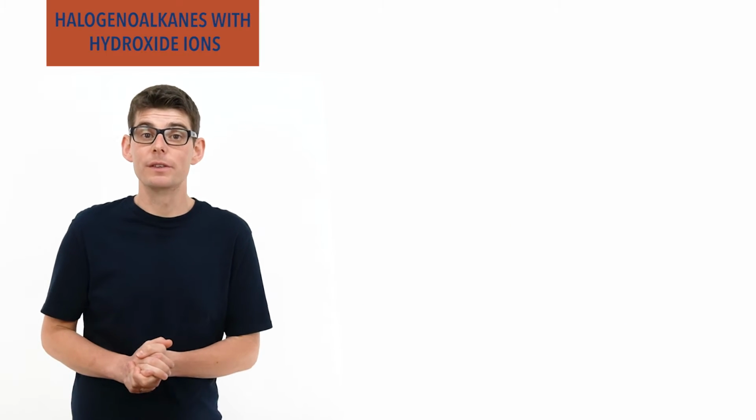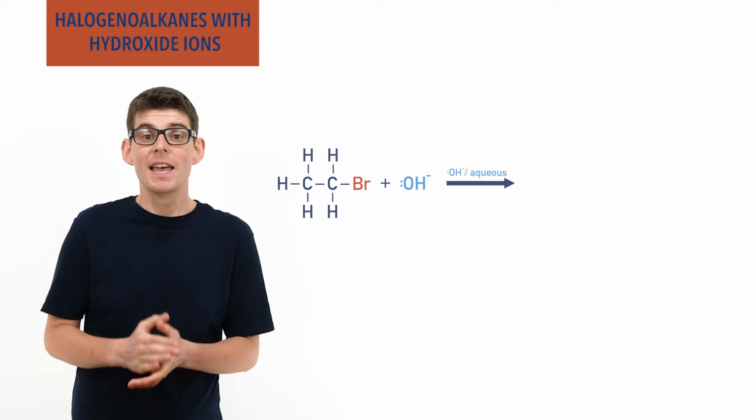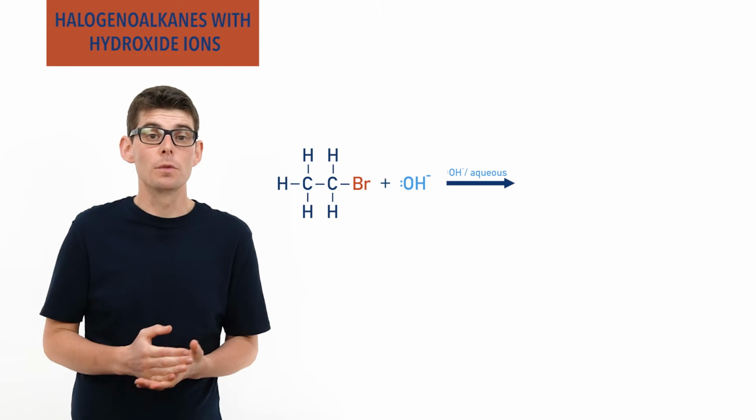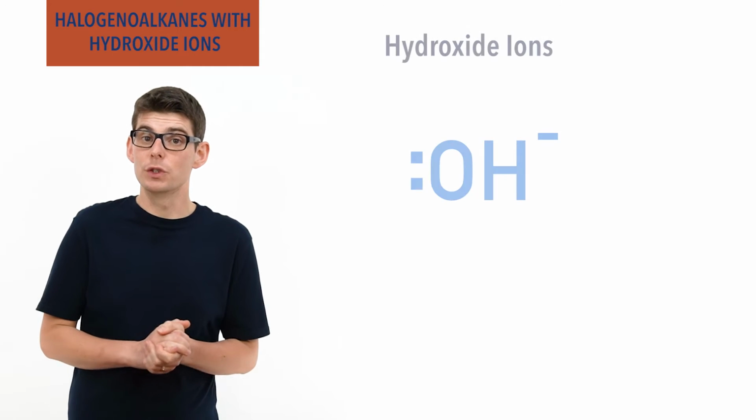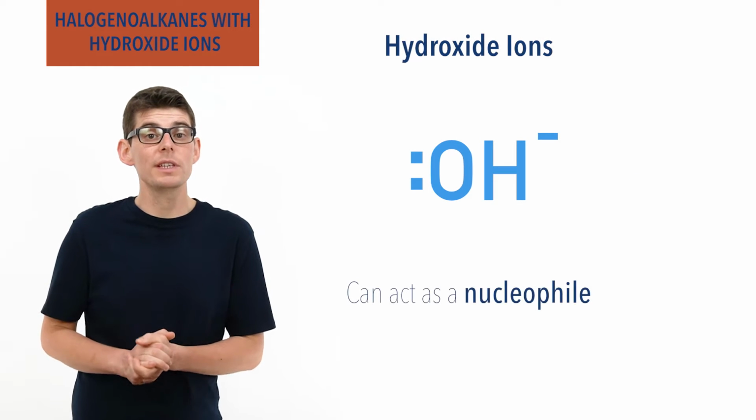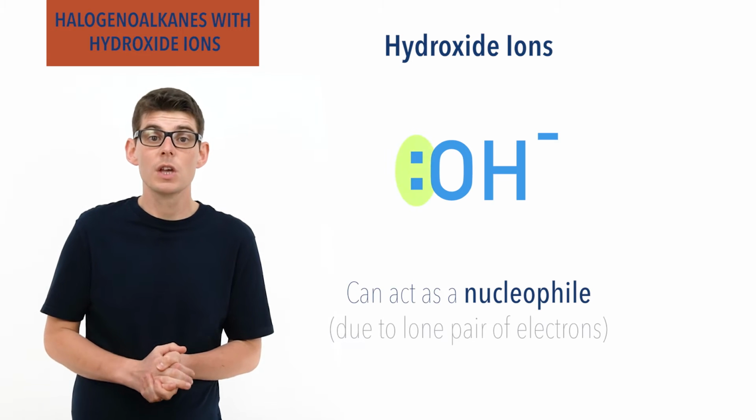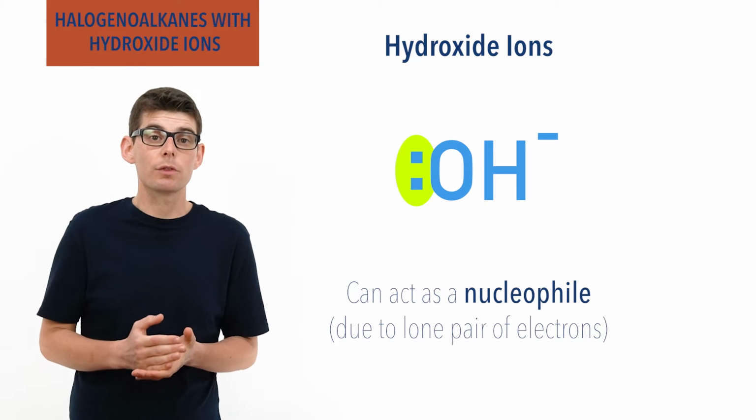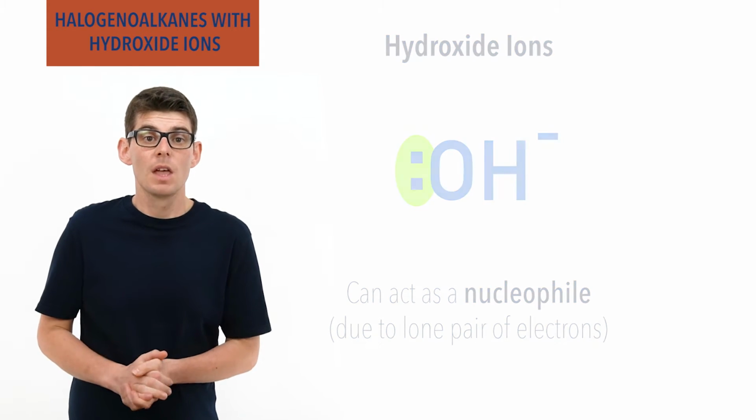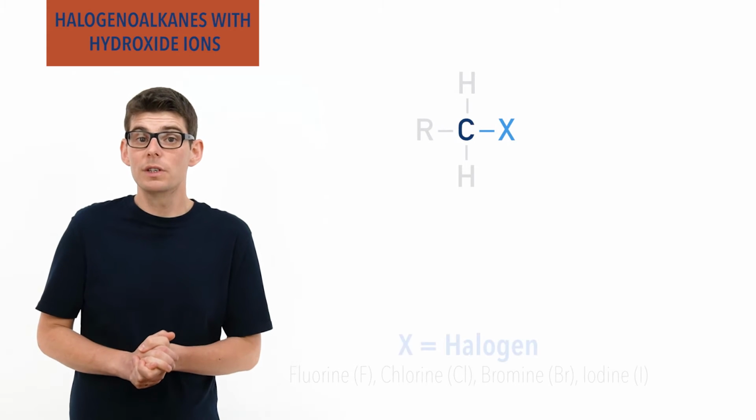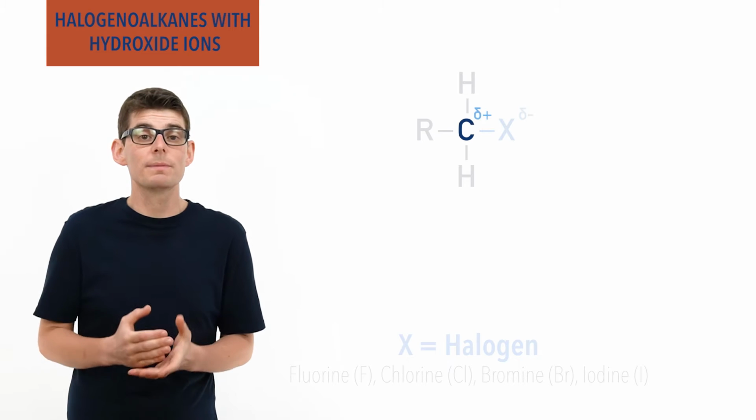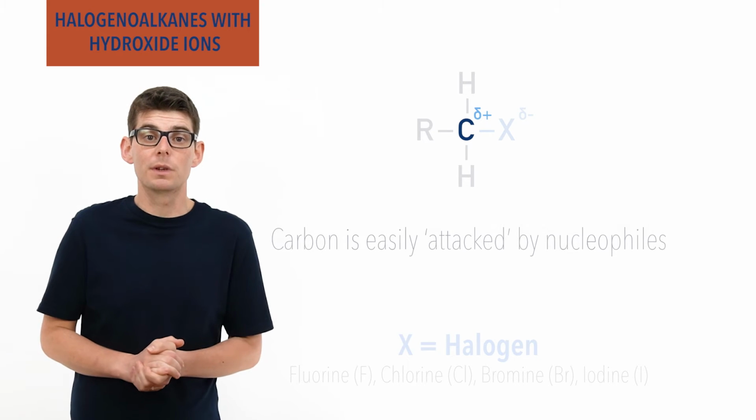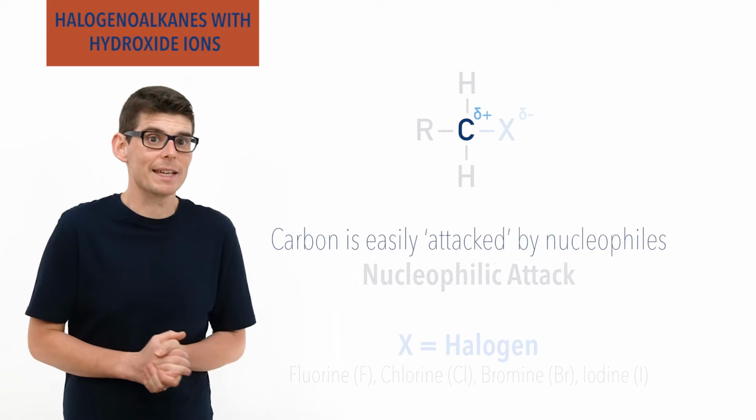Recap done? Let's go. Halogenoalkanes can react with hydroxide ions in aqueous conditions to form an alcohol. A hydroxide ion is able to act as a nucleophile as the oxygen in the ion has a lone pair of electrons that can form a bond to an electron-deficient atom. The carbon atom bonded to a halogen in a halogenoalkane has a partial positive charge, and this makes it vulnerable to attack by nucleophiles, nucleophilic attack.